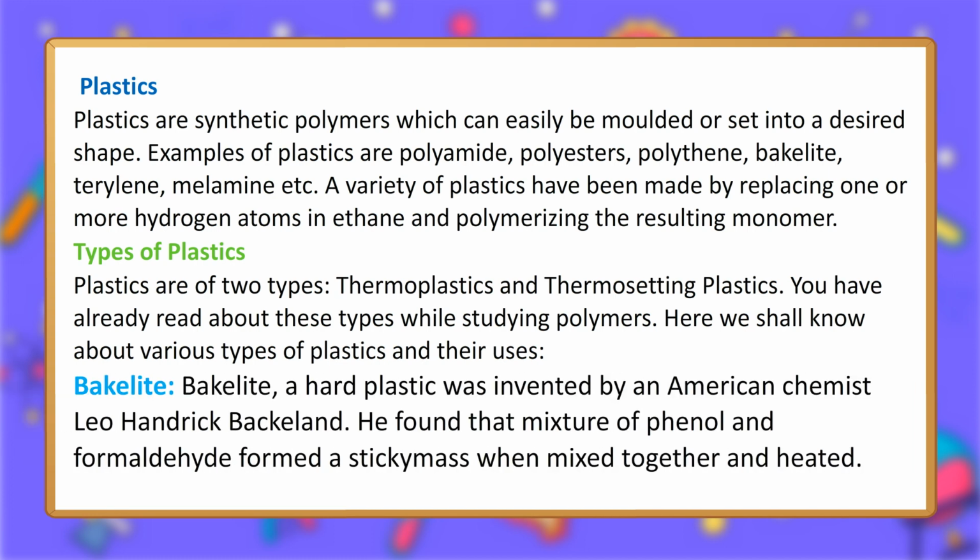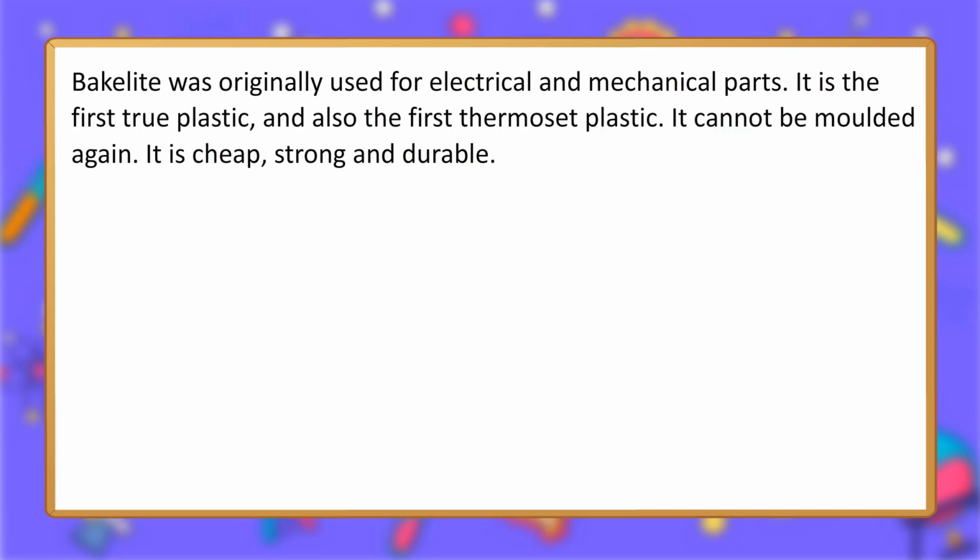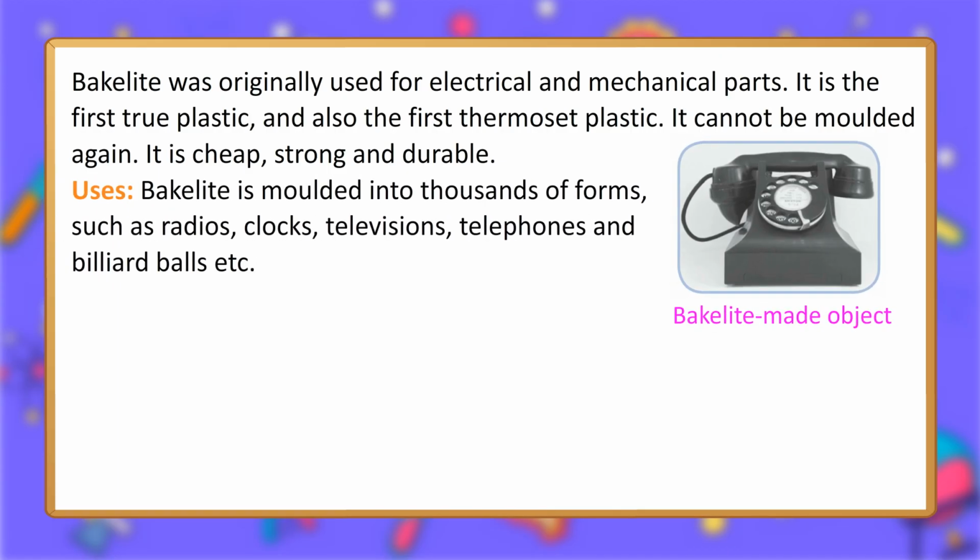Bakelite. Bakelite, a hard plastic, was invented by an American chemist Leo Hendrik Baekeland. He found that a mixture of phenol and formaldehyde formed a sticky mass when mixed together and heated. Bakelite was originally used for electrical and mechanical parts. It is the first true plastic, and also the first thermoset plastic. It cannot be molded again. It is cheap, strong and durable. Uses. Bakelite is molded into thousands of forms, such as radios, clocks, televisions, telephones and billiard balls etc.